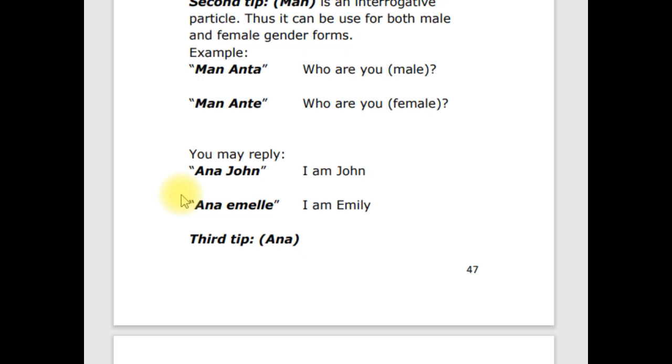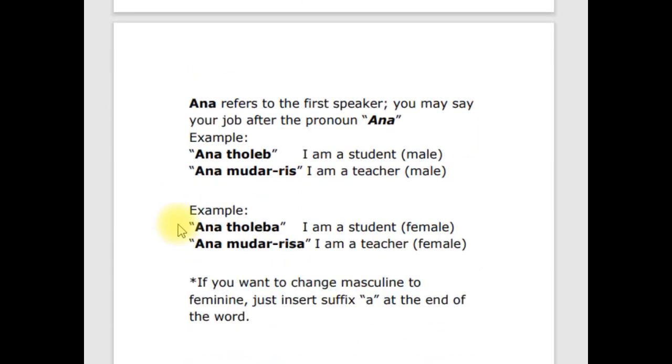You may reply, Ana John. I am John. Ana Emily. I am Emily. Third tip, ana refers to the first speaker. You may say your job after the pronoun ana. Example, ana talib, I am a student. Ana mudarris, I am a teacher.